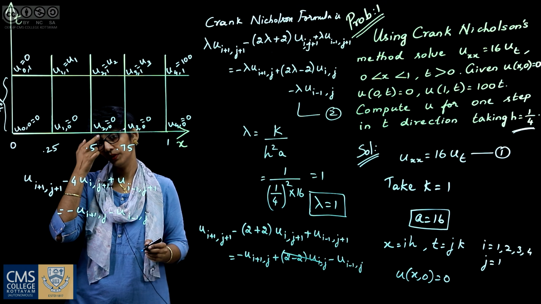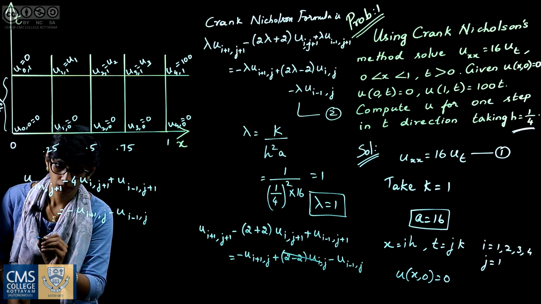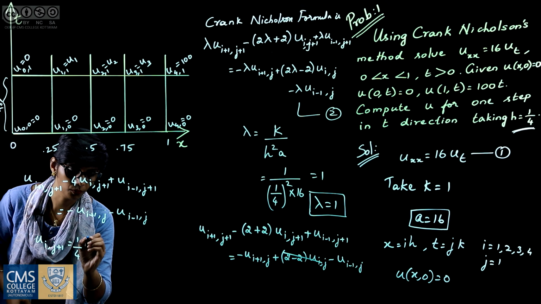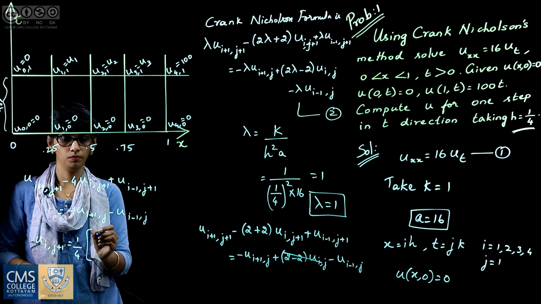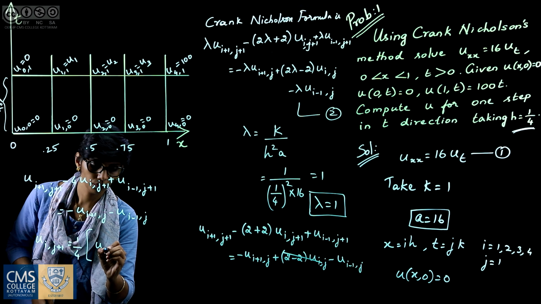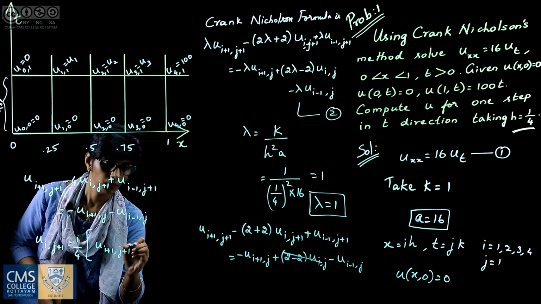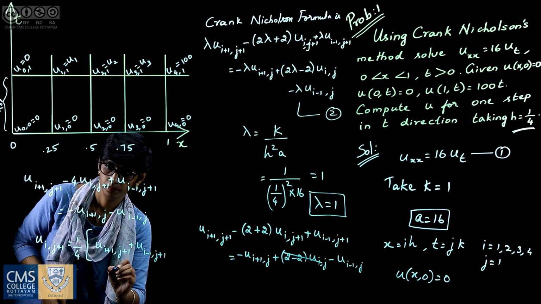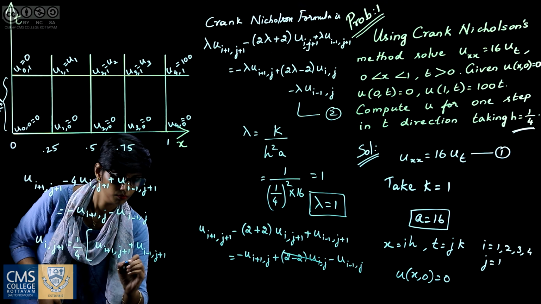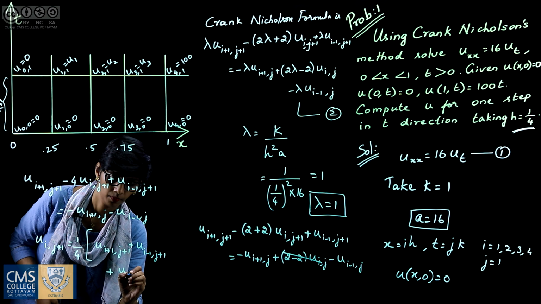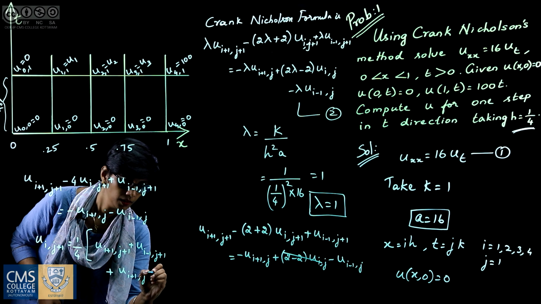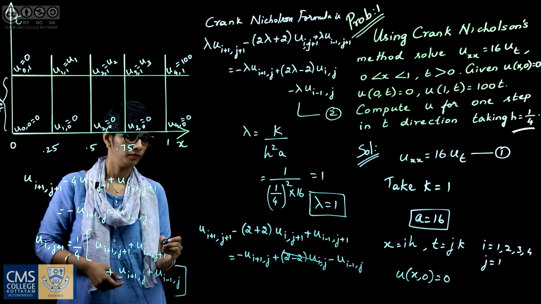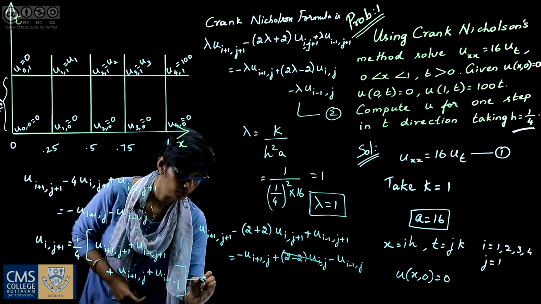Now, rearranging this equation we get u of i, j+1 is equal to 1 by 4 into u of i+1, j+1 plus u of i-1, j+1 plus u of i+1, j plus u of i-1, j. So, this is equation number 3.